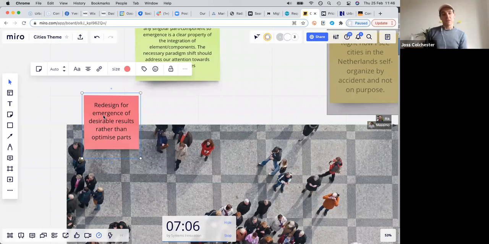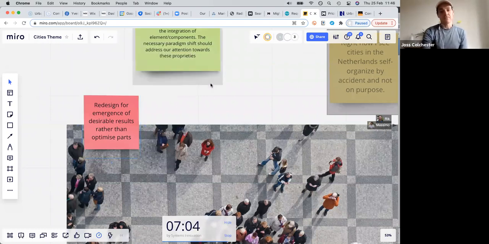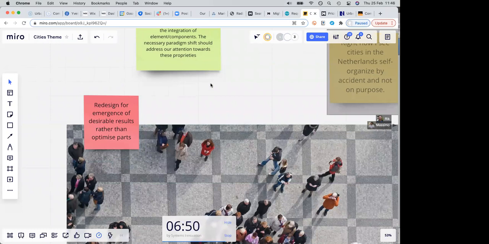I mean, it's relevant here too, because it's about designing for emergence rather than planning for an ideal state. Yeah. Do you want to say anything, Mariana? Yeah, it's the idea of bottom-up and synergies rather than control. That idea in a sense.